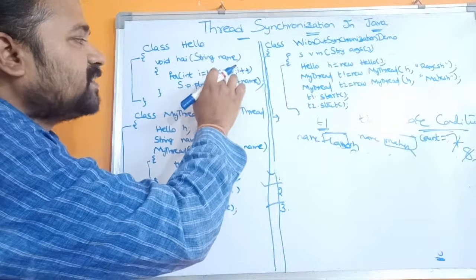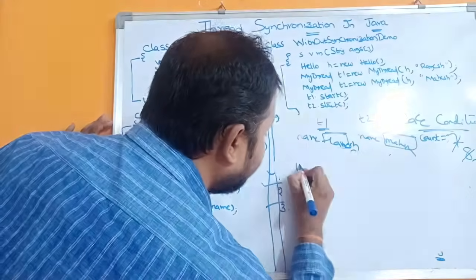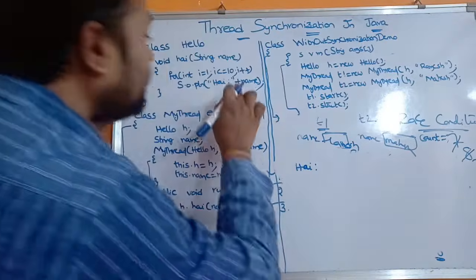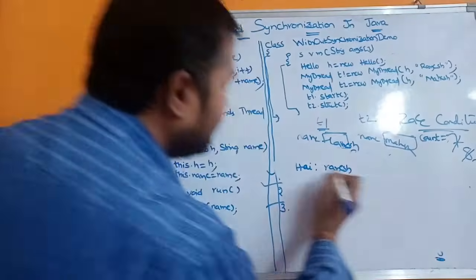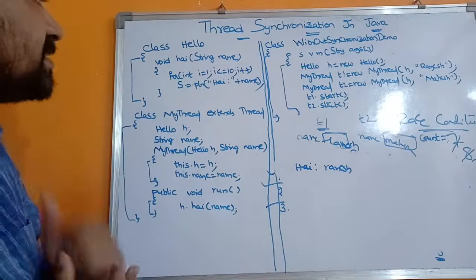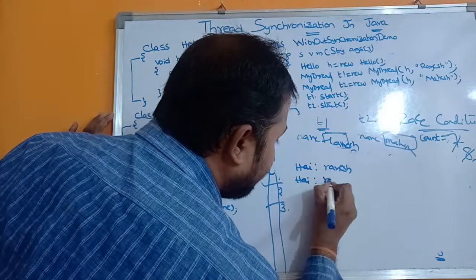For int i = 1, i <= 10, 1 <= 10, the condition is true. So "hi: " and what is the name here? Ramesh. So "hi: Ramesh" will be printed. Next, let us assume that this for loop is executed one more time. Next, "hi: Ramesh" will be printed.